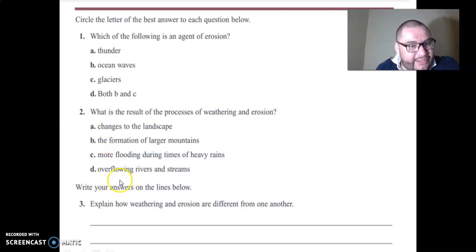Read correctly. Write the answers of these on the lines below. Explain how weathering and erosion are different from one another. You have to look for this word, erosion definition, weathering definition. You have to explain what is the difference between them, right?